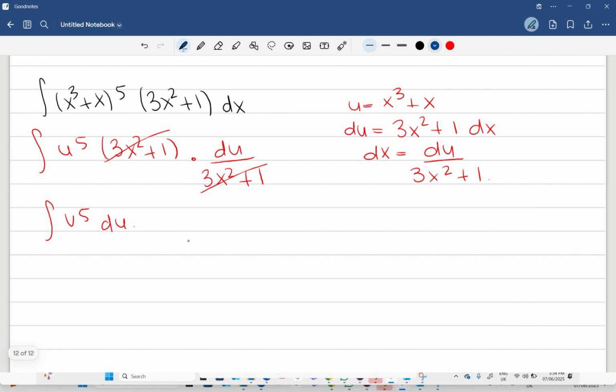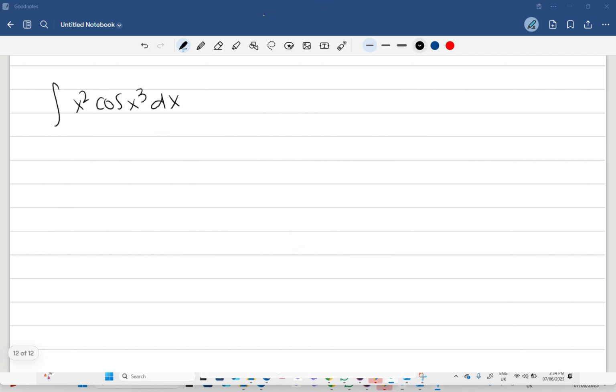Now let me solve. I'm going to get u to the power of 6 over 6 plus c, and then I'm just going to put the value of u back, which is going to give me x cubed plus x all to the power of 6 over 6 plus c, and this is going to be my final answer.